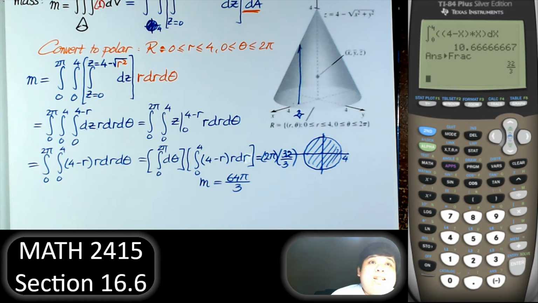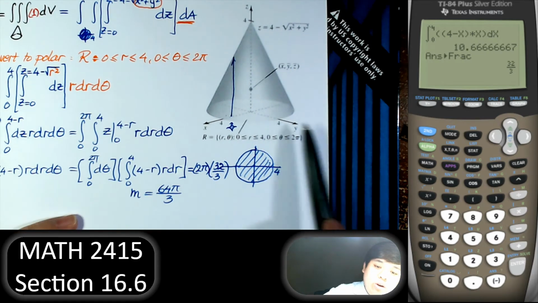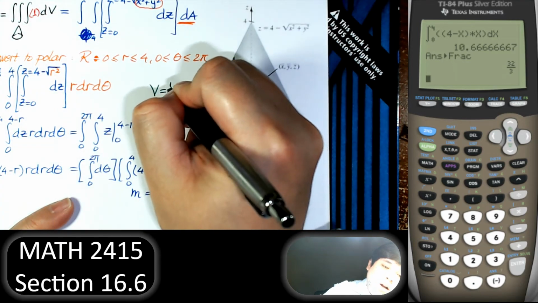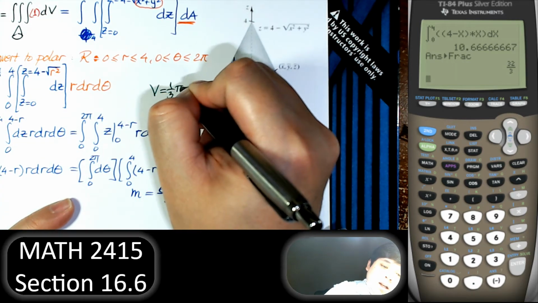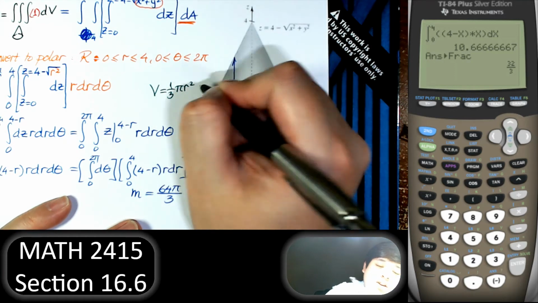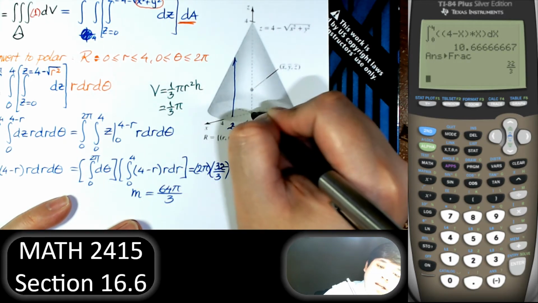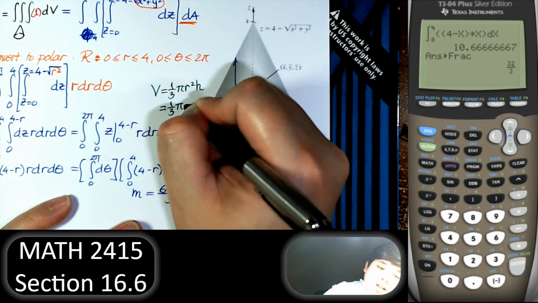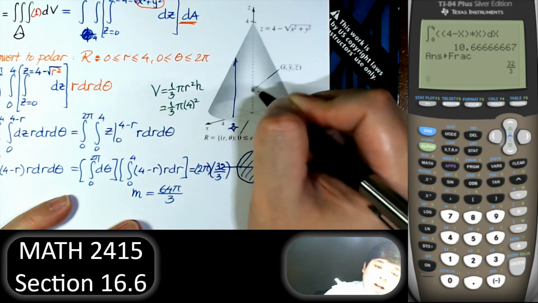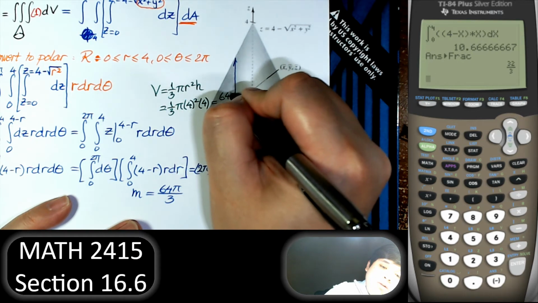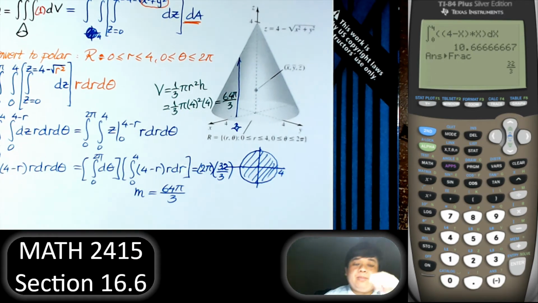So that makes sense. We know the formula for the volume of a cone: 1/3 pi r squared, this is the base area, times the height. The base radius is 4, the height is also 4. That gives us 64 pi over 3. So that makes sense.